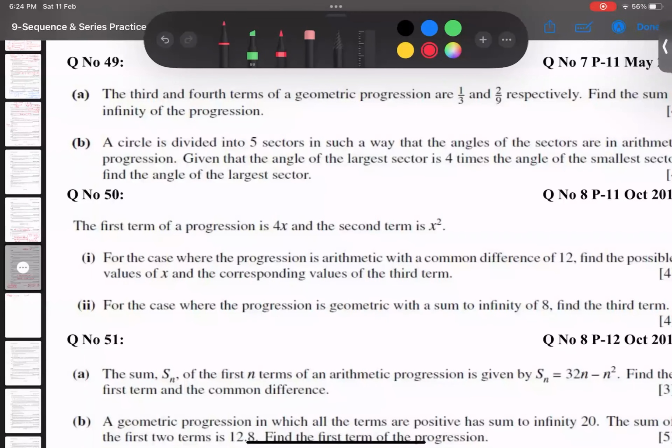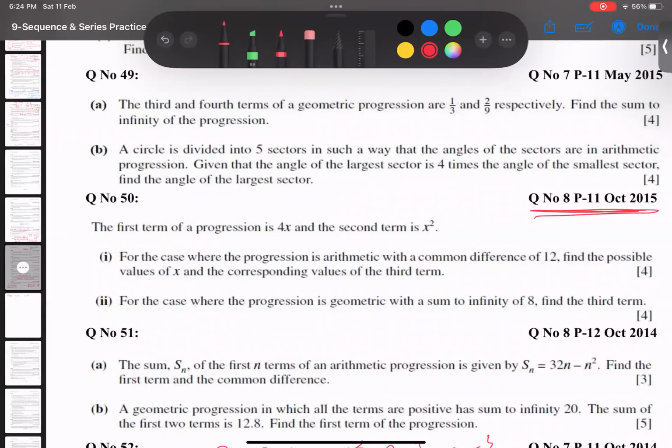Question number 8, October 15, variant 11. We are given the first term t1 is 4x and the second term t2 is x squared. If the progression is arithmetic, the common difference is 12, meaning second term minus first term equals 12. Find the possible values of x and the corresponding third term.